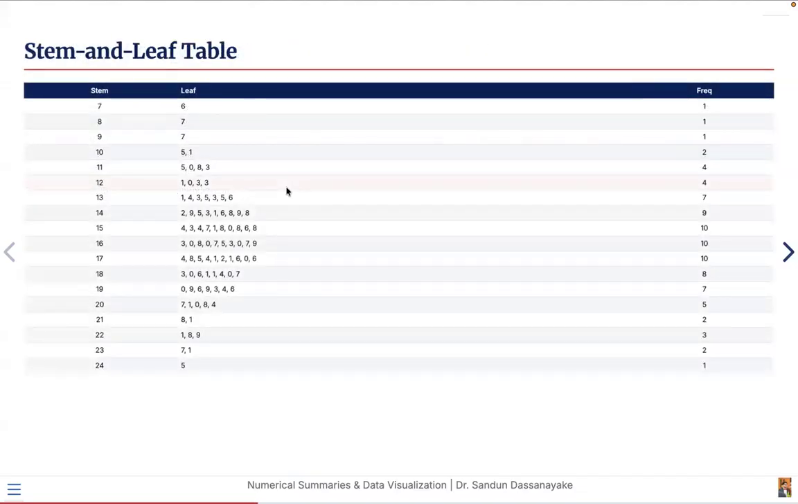So this is the stem and leaf diagram. You have the stem from 7 to 24, and you have the leaf. The leaf values nicely indicate the available value set and the frequency of the values. So how many values are in the range from 150 to 159? We have 10, and so on. By looking at this stem and leaf diagram, what can you get? What is your observation?